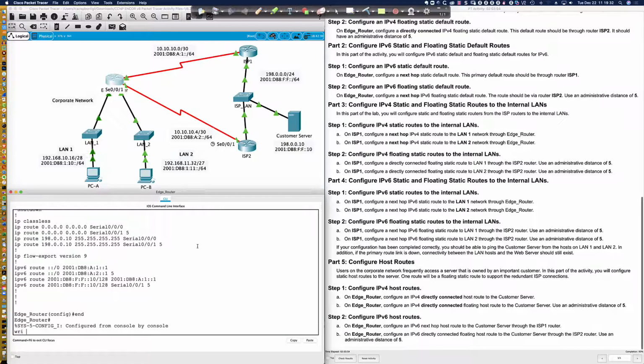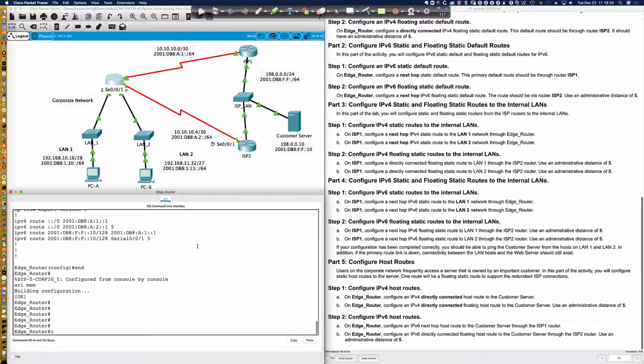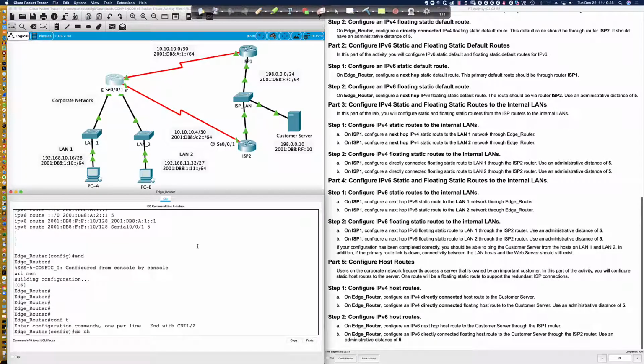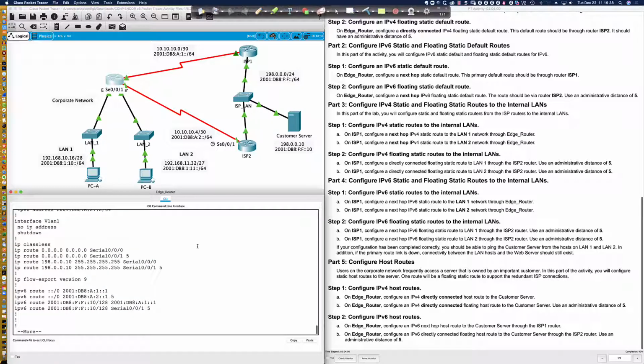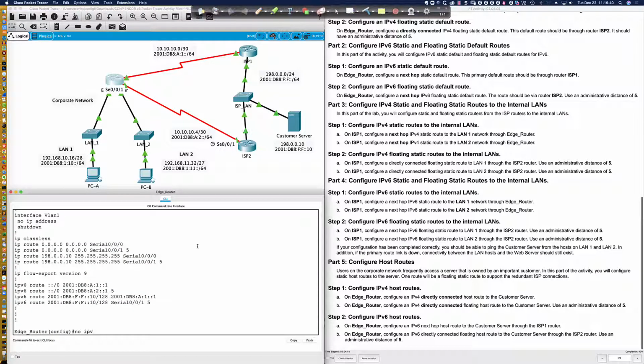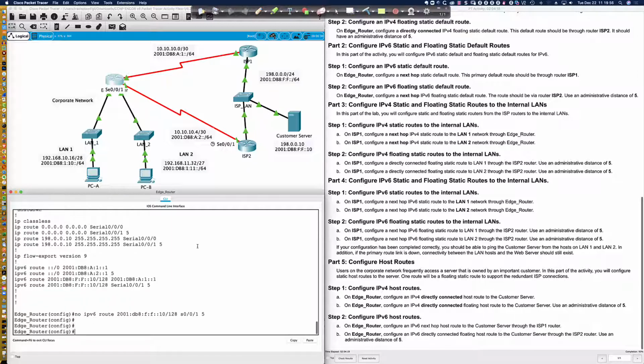So let's do this. I'm going to say write mem. I'm going to save my config. I'm going to go into global config, and let's say do show run. And here's what I'm going to do. I'm going to say no IPv6 route 2001:db8:fox:10. Let me double check that. 2001:db8:fox:10/128 serial 0015. So I'm going to remove that.